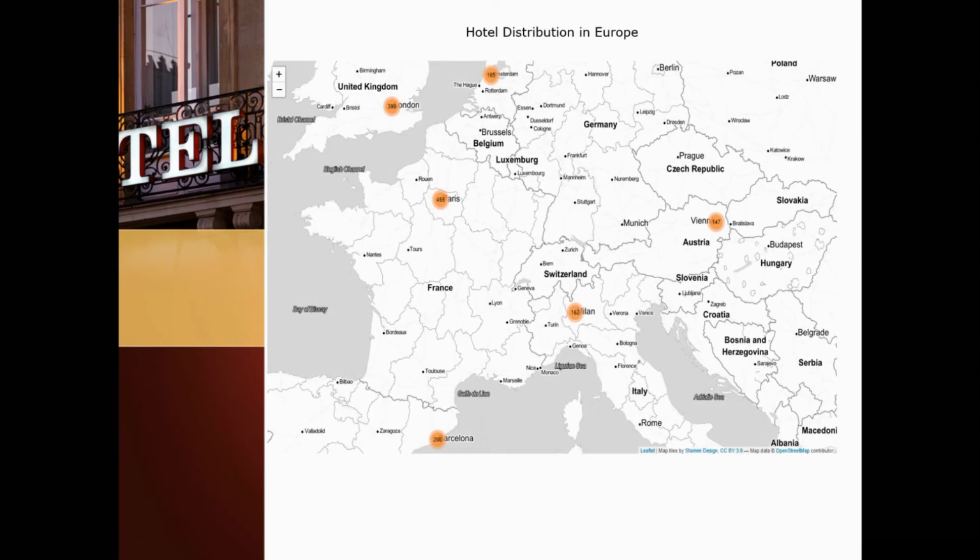In this first chart, for example, concerning Europe, we can see that there are 399 hotels in London, in Great Britain. There are 456 in Paris, 105 in Amsterdam, 122 in Italy, and 208 in Spain.